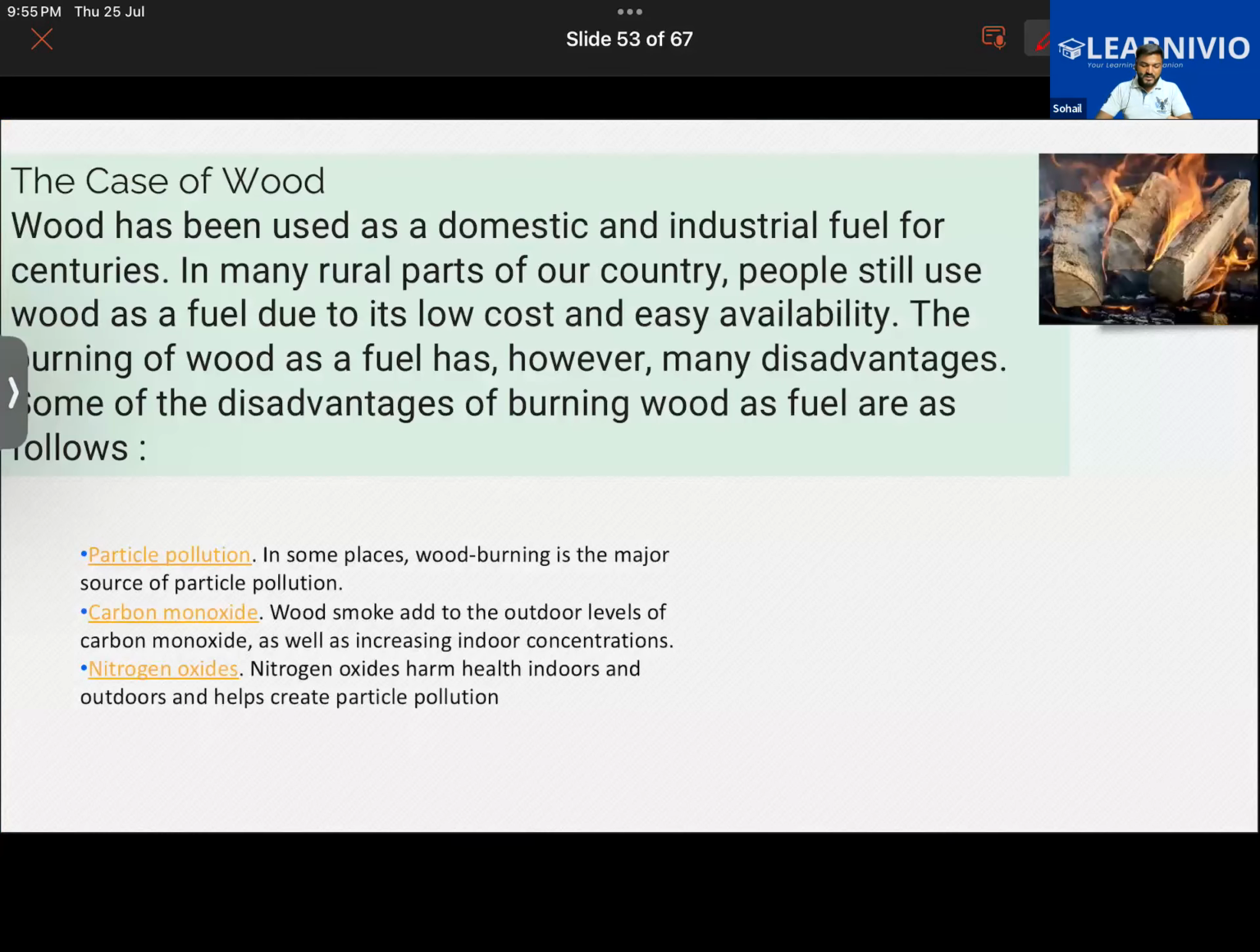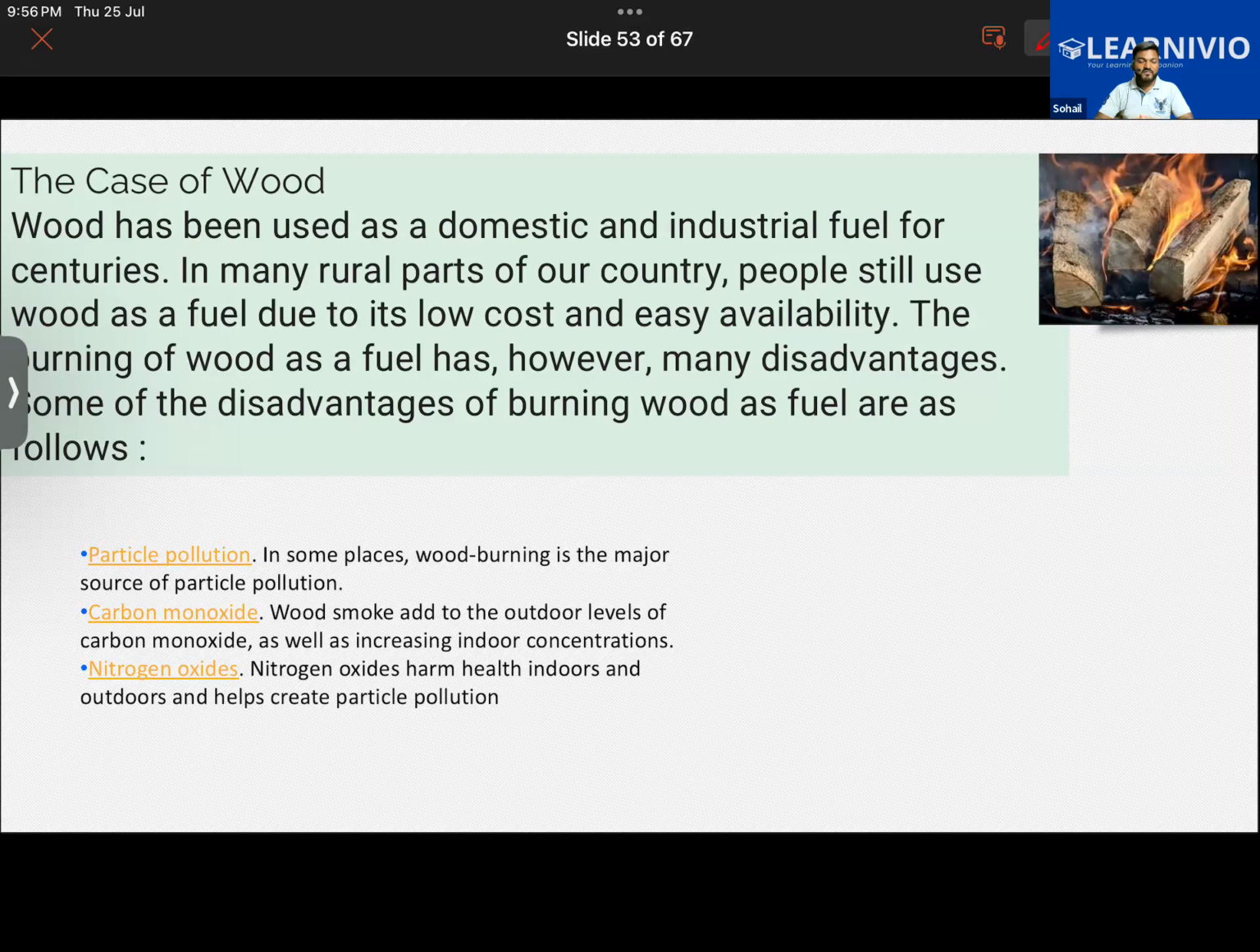Okay. Furthermore, talking about wood. Wood has been used as a domestic and industrial fuel for probably thousands and thousands of years. It has been the most common source of fuel. To this day, in rural areas and villages, people still rely upon wood as a domestic fuel, as it is easily available. They don't necessarily have to purchase it from the market. It is usually available in the forest. They can collect it from there. Usually the women are assigned this task. They collect this wood from the forest and burn it.